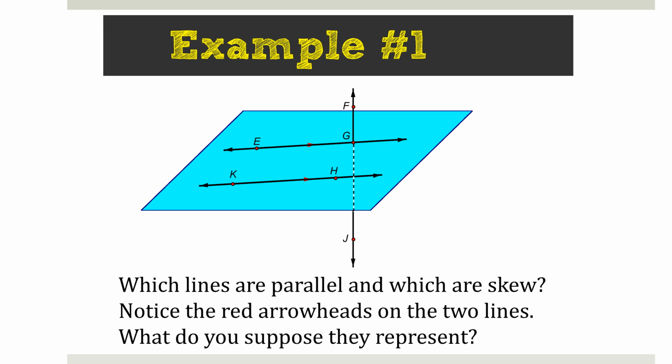That's good. Okay. What Faye said is we have a plane. That plane doesn't have a name, it's just a blue plane. There's 2 lines sitting on that plane, EG and KH.